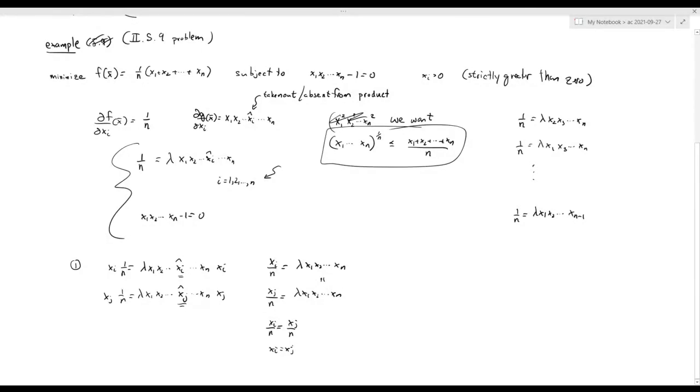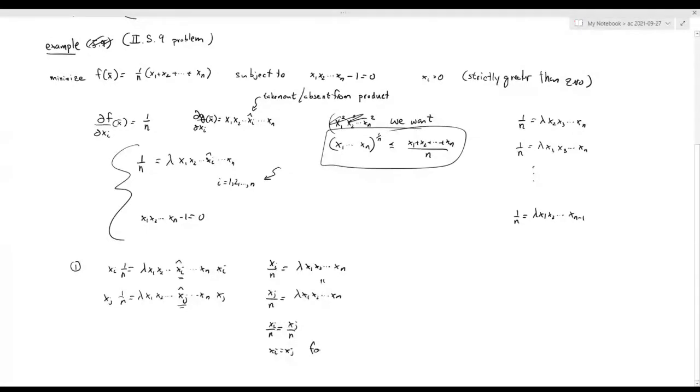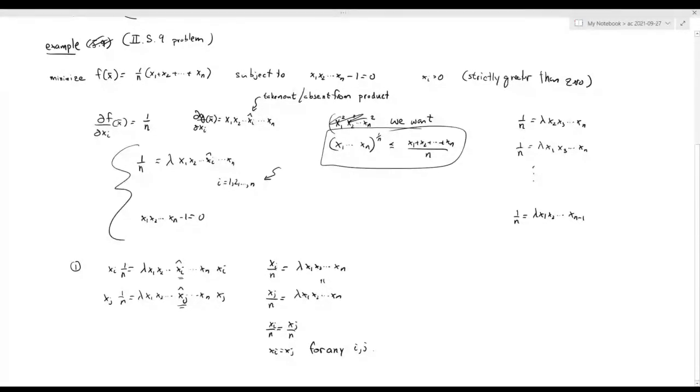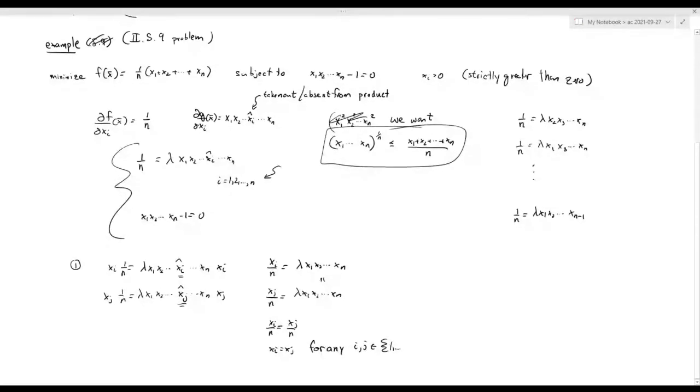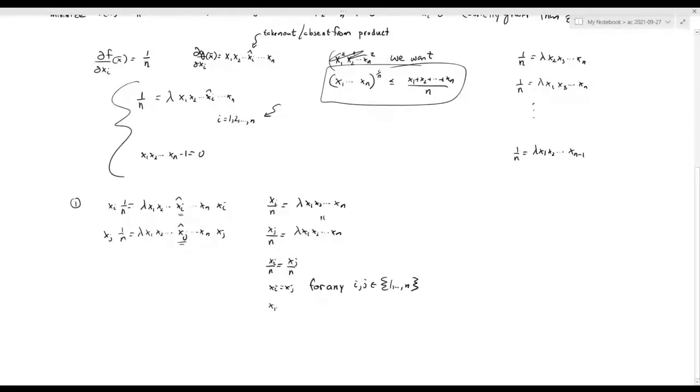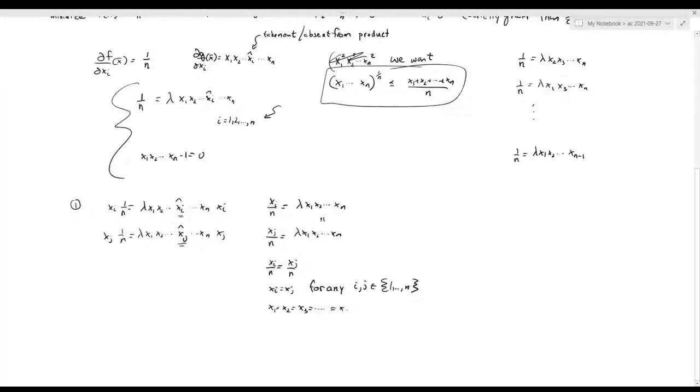And this is for any pair of indices, i and j. So it has to be true for all coordinates, for any i, j in the index set for our coordinates here. So this means that x1 has to equal x2, which has to equal x3, and so you get that all the coordinates have to be equal.